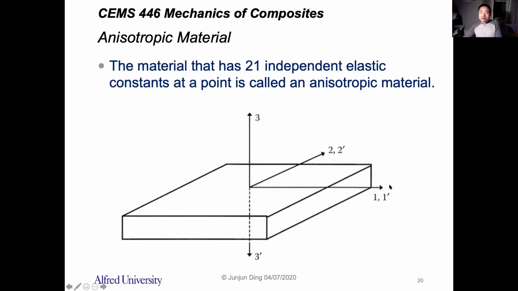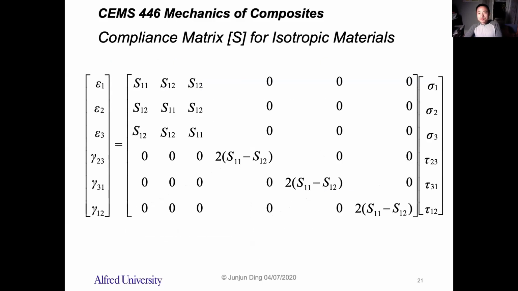So for the general case, if you really have 21 independent elastic constants for that compliance matrix and stiffness matrix, this is called an anisotropic material, right? So it's the most general material.